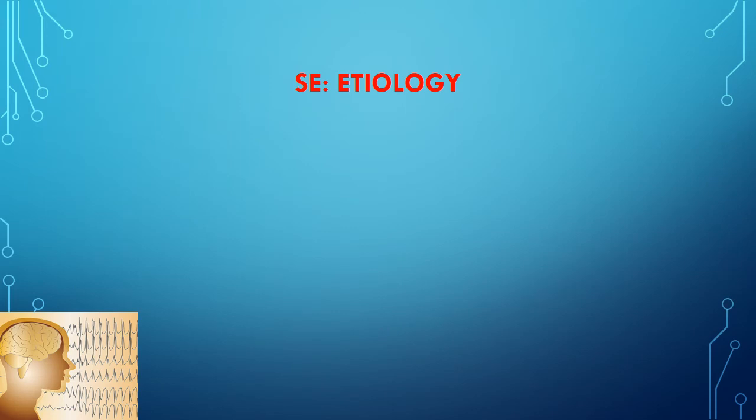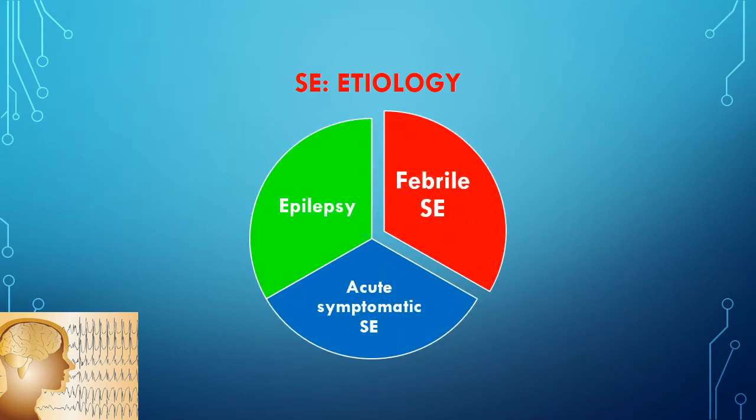Etiology of status epilepticus. Status epilepticus can occur in children with febrile seizures, and it is called febrile status epilepticus. It occurs in children with epilepsy due to sudden stoppage of anti-epileptic medication or a missed dose of anti-epileptic drug, or maybe due to exposure to a precipitating factor, and of course in uncontrolled epilepsy. Status can also occur in acute symptomatic seizures.